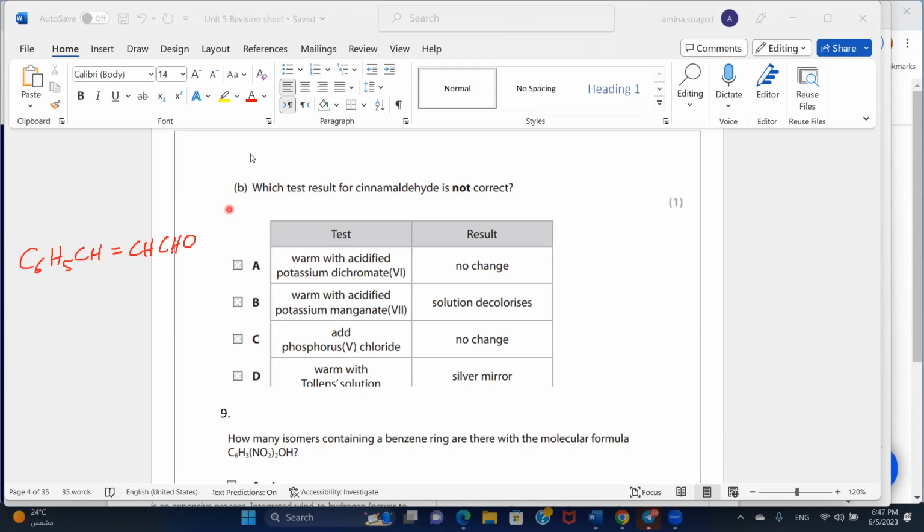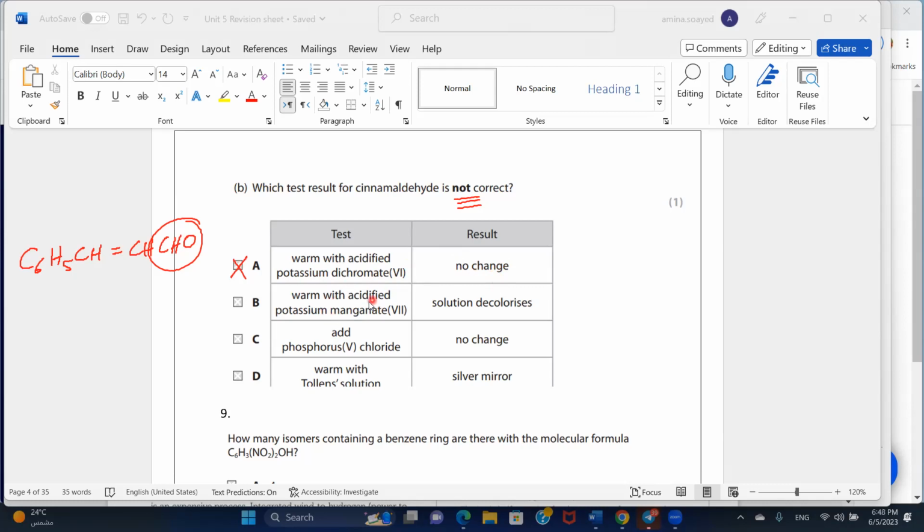Okay. So of course the answer here is A, because they said which test is not correct. Here we have an aldehyde group, and we know that when we warm an aldehyde with acidified potassium dichromate, it will be oxidized to carboxylic acid, which means that the color will change from orange to green, which is the chromium plus 3. But here they said no change. It should change the color from orange to green. So this is not correct.